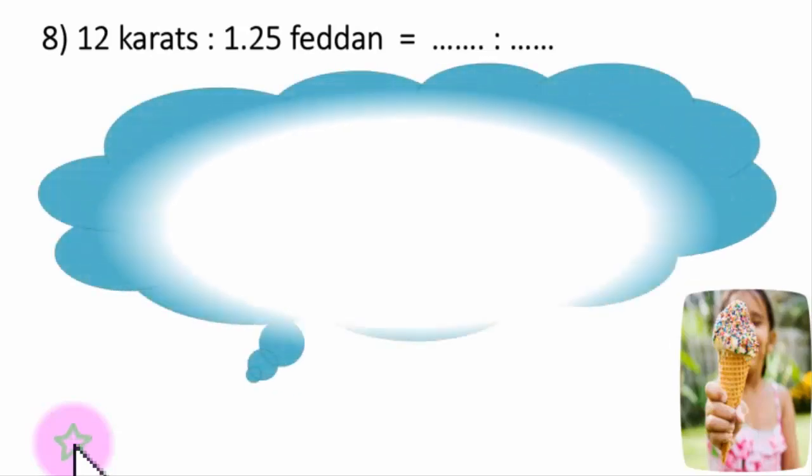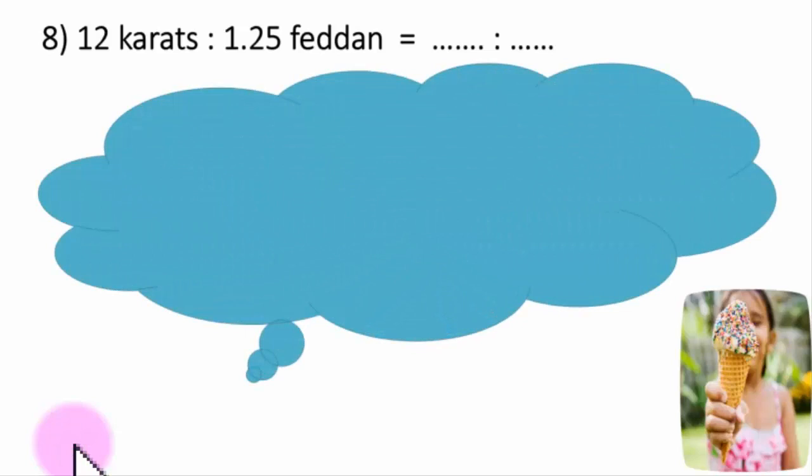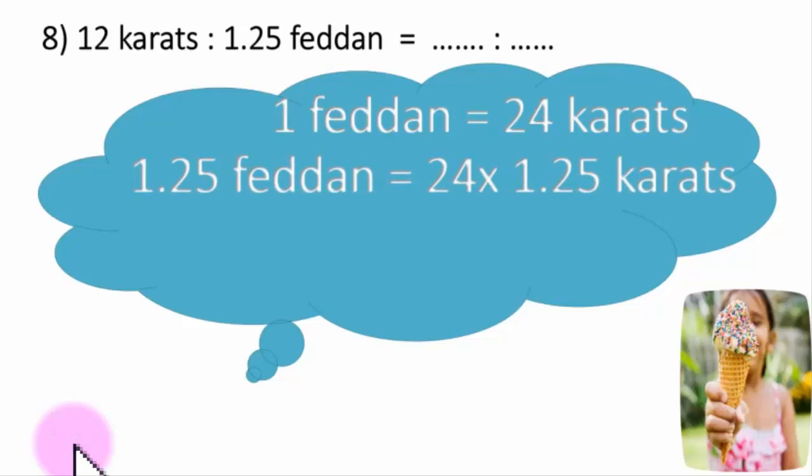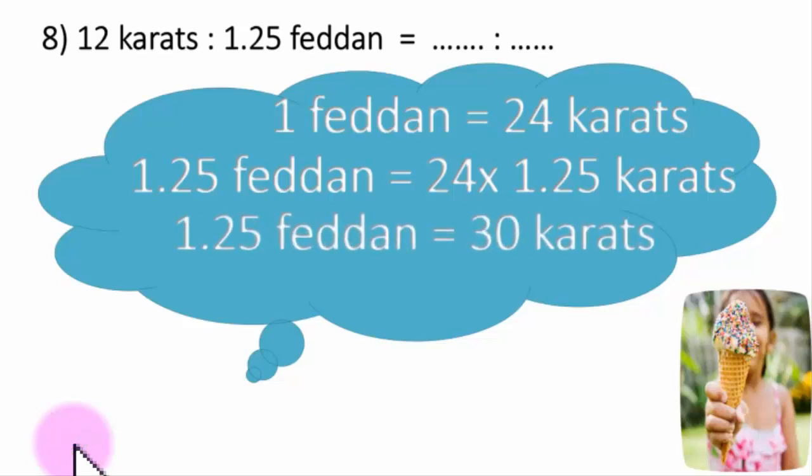So we will convert 1.25 feddan to carats. So multiply 1.25 by 24. Now the ratio is 12 to 30. Divide both terms by 6. 12 divided by 6 equals 2. 30 divided by 6 equals 5. So the ratio in the simplest form equals 2 to 5.